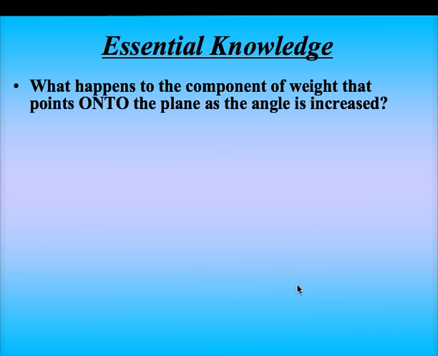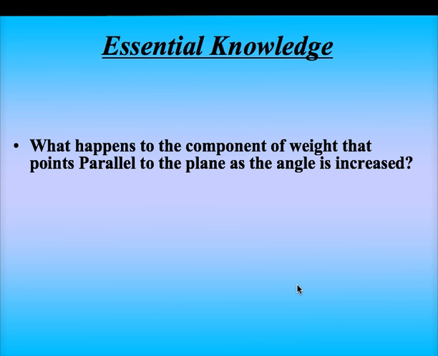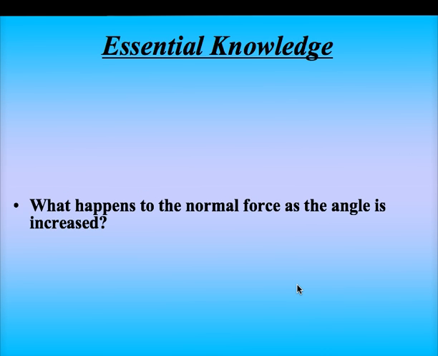So, what's the essential knowledge? What happens to the component of the weight that points onto the plane as the angle is increased? Well, as we're increasing the angle, the cosine is going to decrease. What happens to the component of weight that points parallel to the plane as the angle is increased? Well, as it's increased, the sine of that angle increases. The force parallel increases. What happens to the normal force as the angle is increased? Since the normal force is directly related to the cosine, as the angle increases, the cosine decreases, so the force perpendicular to the plane, or onto the plane, decreases.